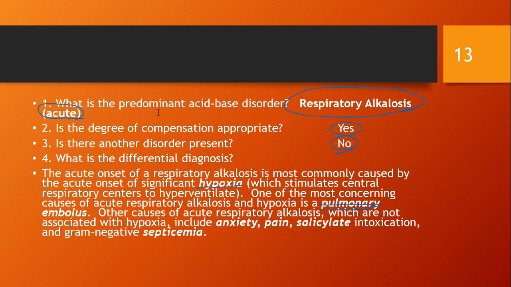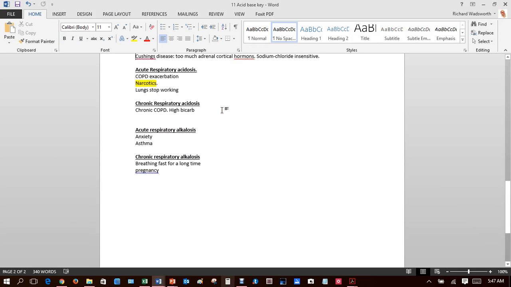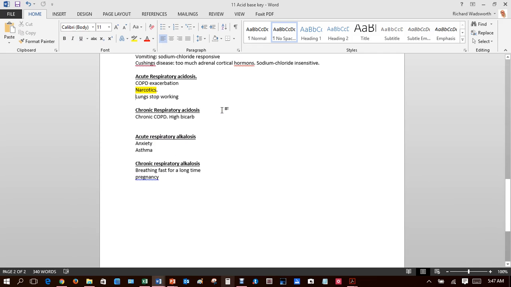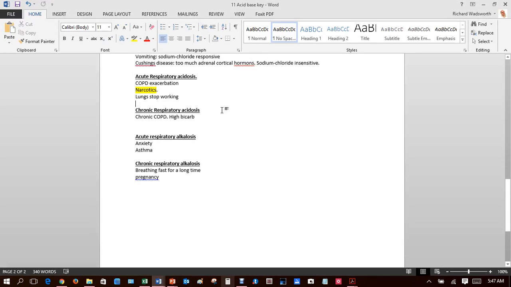So, other causes of acute respiratory alkalosis. Oh, I just put that on my acidosis one, didn't I? Oops. Yeah, I did. Acute respiratory acidosis. There it is. No, this was alkalosis. What the heck's going on here? Oh, it is alkalosis. Yeah, it's like 4 o'clock in the morning right now.